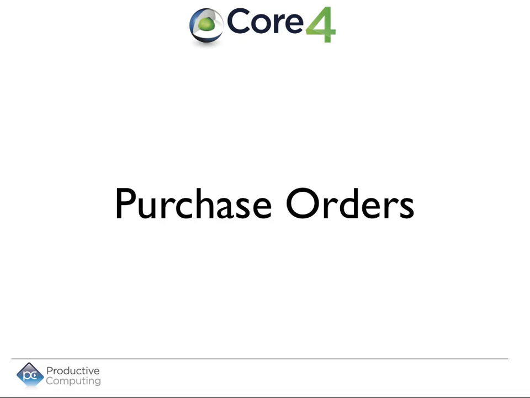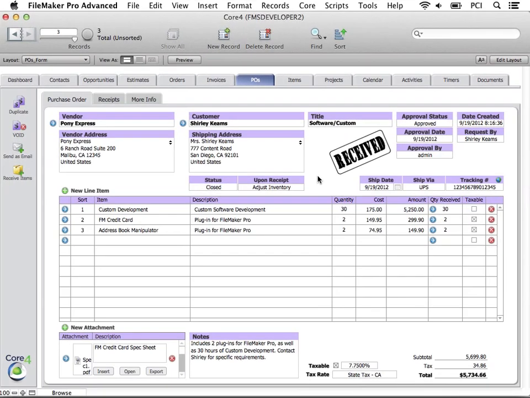Let's take a closer look at purchase orders in the Core4 CRM. The POs tab will look like this. This tab allows you to create, track, and manage purchase orders, related documents, and received item history. Let's begin by creating a new PO. Select the New Record button in the Status toolbar.